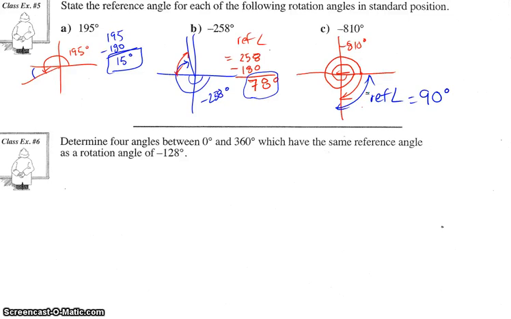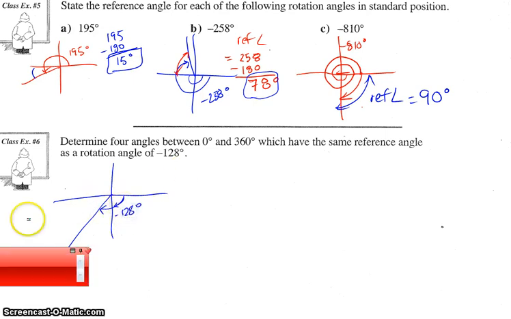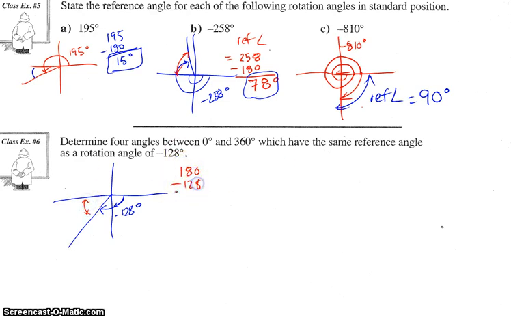Determine 4 angles between 0 and 360, which have the same reference angle as the rotation angle of negative 128 degrees. Let's start with there. Negative 128 degrees, negative, we go this way. 128, land us somewhere over here. Okay, so if this is negative 128 degrees, let's find our reference angle, which would be this angle here. Okay, probably by going 180 minus 128. Not probably, I know it is. And we should get a reference angle of 52 degrees.